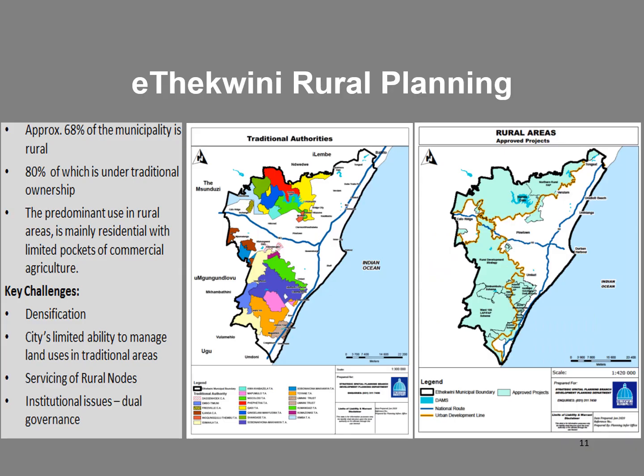Approximately 68% of eThekwini municipality is rural in character. 80% of this rural area is under traditional ownership and authority. The predominant land use in rural areas is mainly residential with limited pockets of commercial agriculture. The key challenges identified in rural areas include densification, whereby there are more dwelling units per hectare than the suitable number of dwelling units in such given areas. The municipality has a limited ability to manage land uses in traditional areas due to the system of dual governance, as well as limited capacity to service rural nodes.